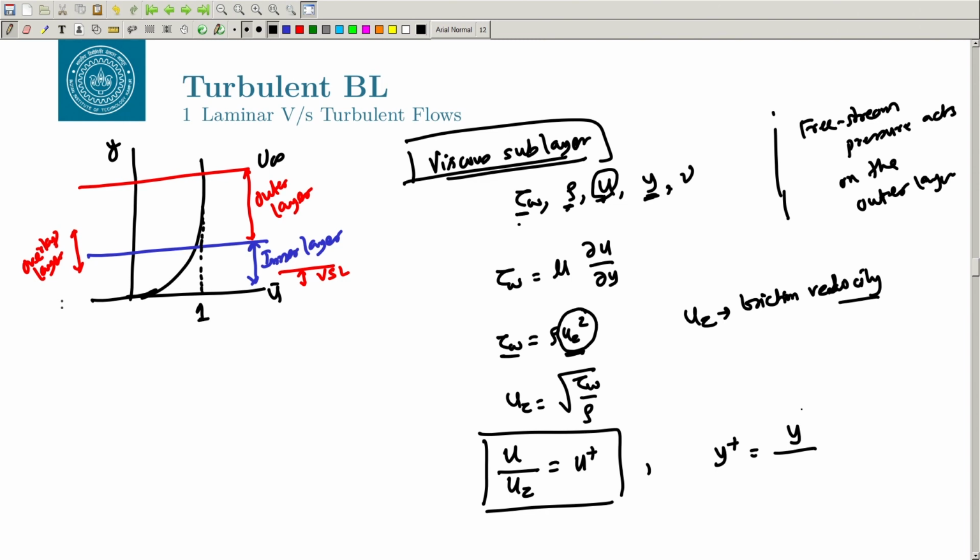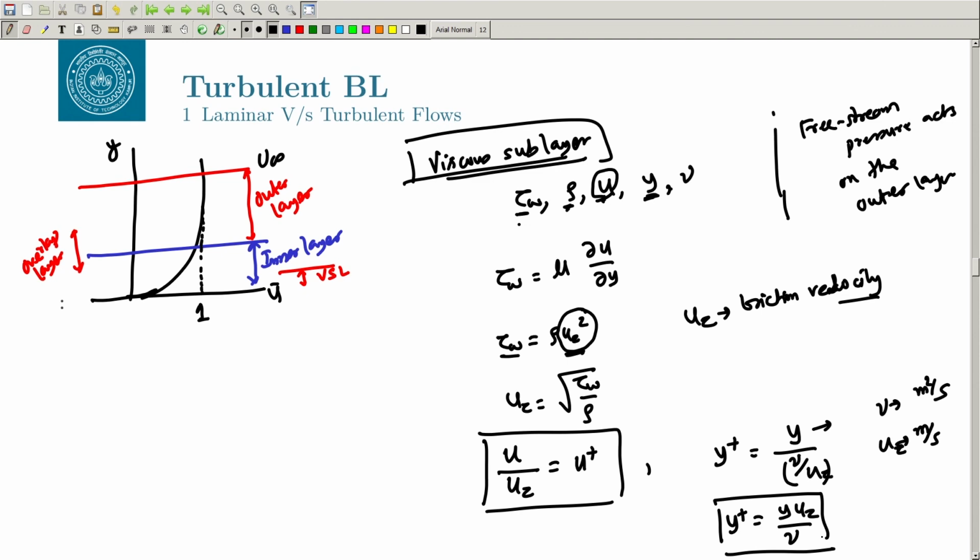If you make the scaling argument, y is in meters, and then you have nu by u. Nu is kinematic viscosity, meter square per second, and u is meter per second. So nu by u will become meter. Or it can be written as y u tau by nu, using u tau as my velocity defined here. So, I have defined a y plus here.